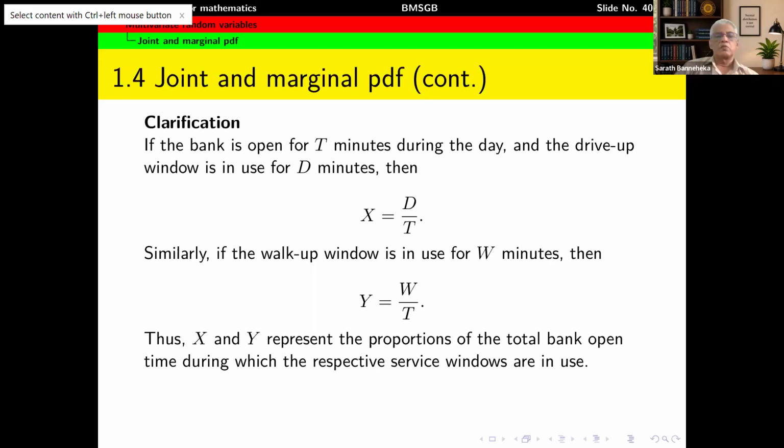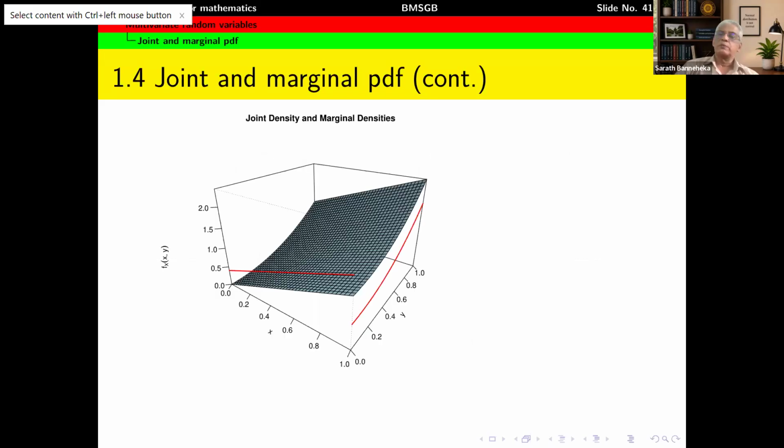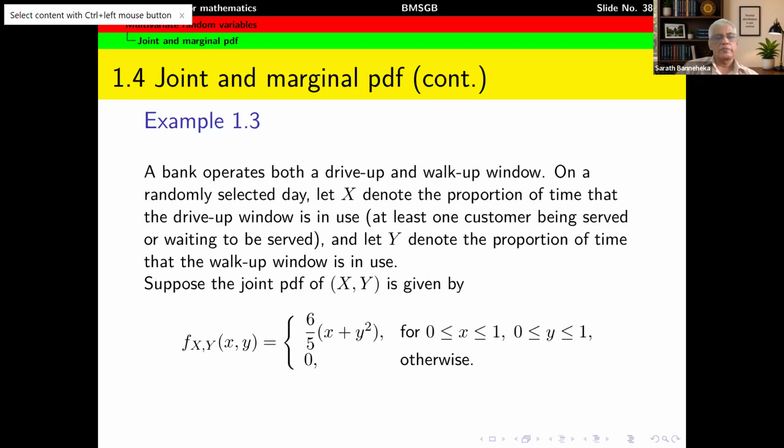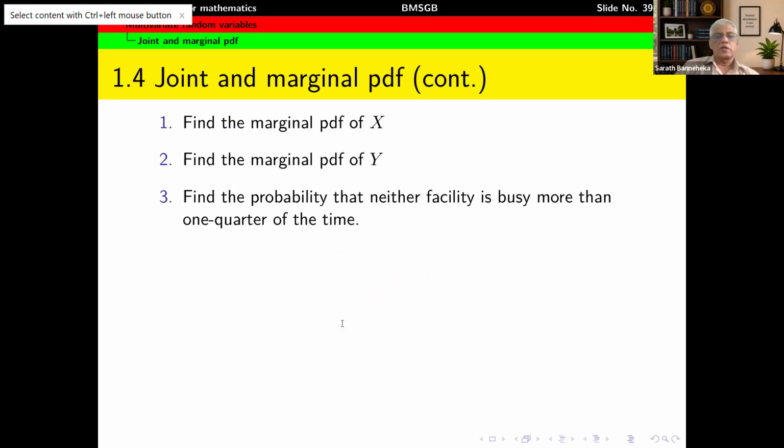Similarly, if the walk-up window was open for W minutes, the previous one being the drive-up window, then Y will be W divided by T. So that's what you have to observe if you want to get some idea about the suitable density function. If I draw the surface of the joint density function given by this equation, this is what I get.